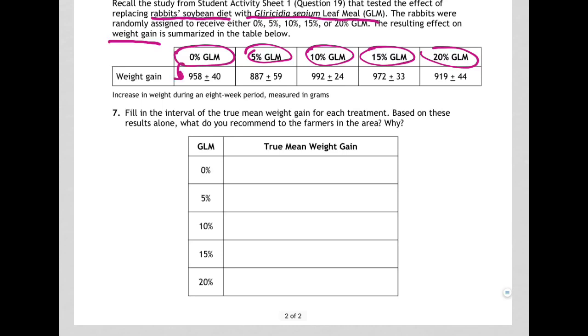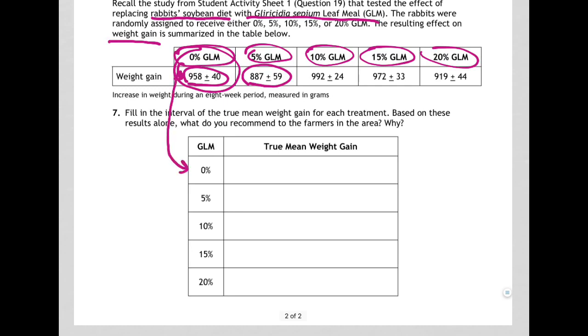So if you look at the numbers below, it shows that the rabbits weighed anywhere between 958 plus or minus 40. This one is 887 plus or minus 59, and etc. So they want us to give those ranges in a table. So I'll do the first one. So 0%, if it has 0% GLM, what would the predicted weight be for the population of rabbits?